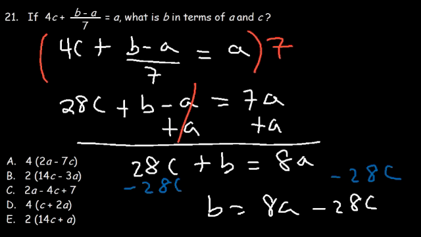So now at this point, we need to factor the GCF. What is the greatest common factor between 8 and 28? The greatest common factor is 4. 4 can go into 8 and 28. So if we take out a 4, 8a divided by 4 is 2a, and a negative 28c divided by 4 is negative 7c. So therefore, we can see that A is the right answer to this problem.